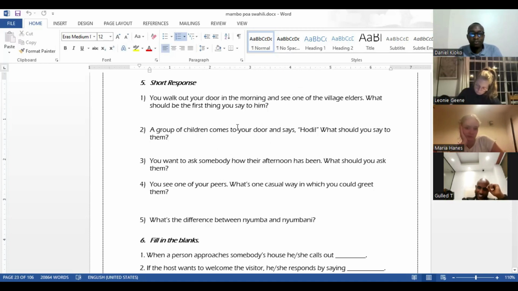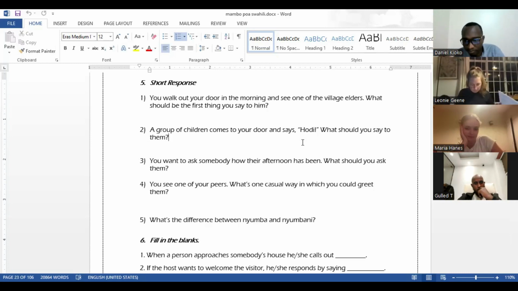A group of children come to your door and say hodi. What will you say? Karibuni, or hakuna hodi if you don't want disturbance. But karibuni, yes. Group karibuni, one karibu.